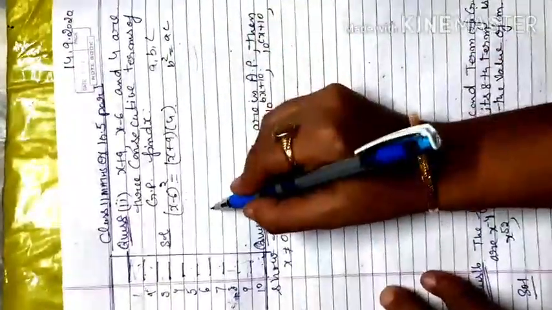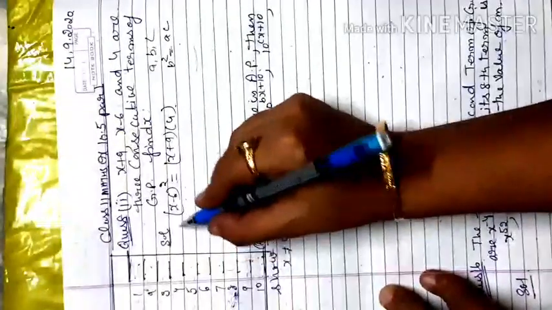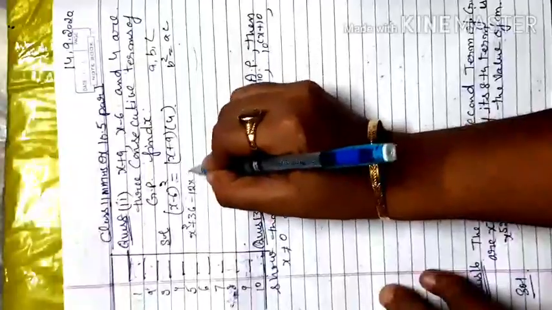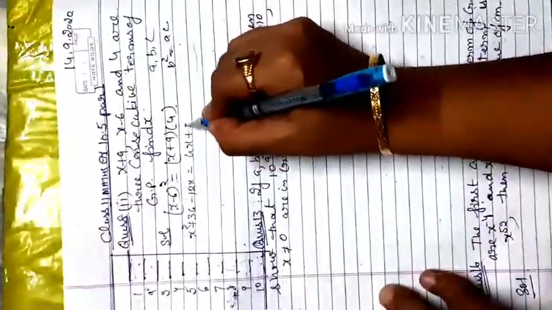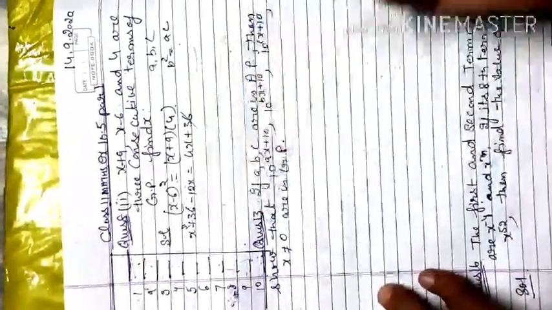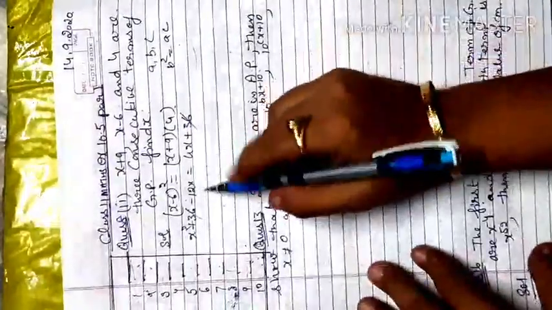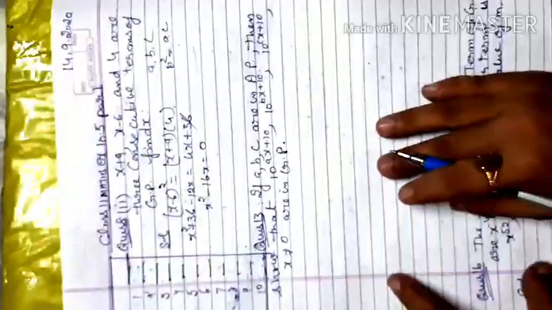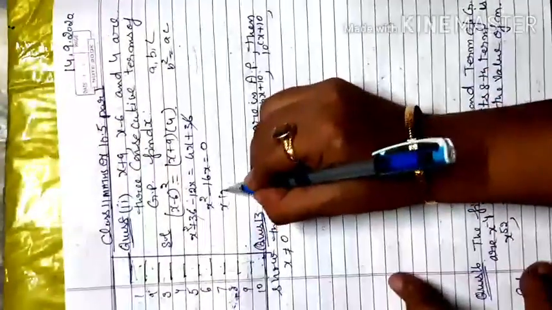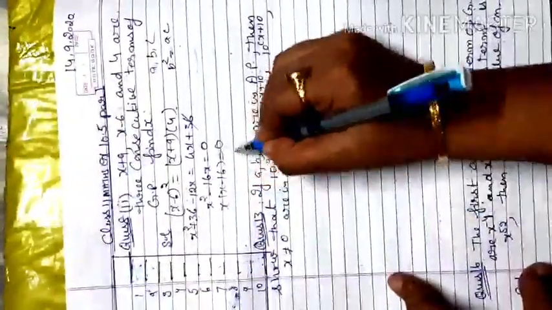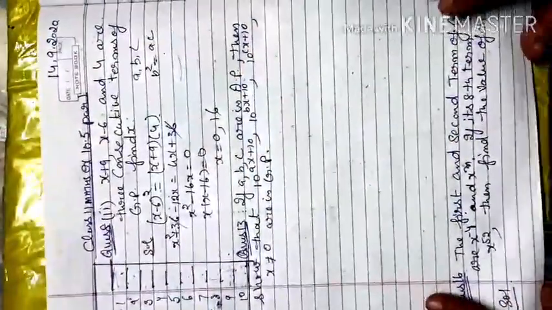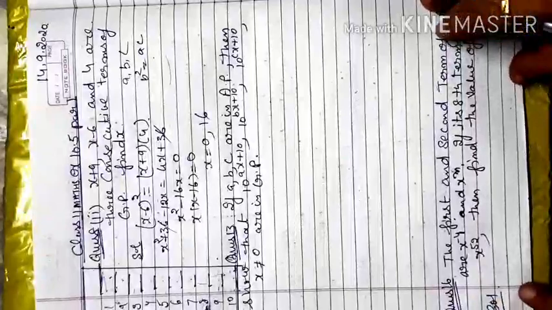Now you have to multiply here, using the a minus b whole square formula: x square plus 36 minus 12x, and that becomes 4x plus 36. Now this 36 cancels on both sides, 4x goes to the other side, so I get x square minus 16x is equal to 0. Taking x common, x into x minus 16 is equal to 0. So I get 2 values of x, 0 and 16. So those are my 2 values, 0 and 16.